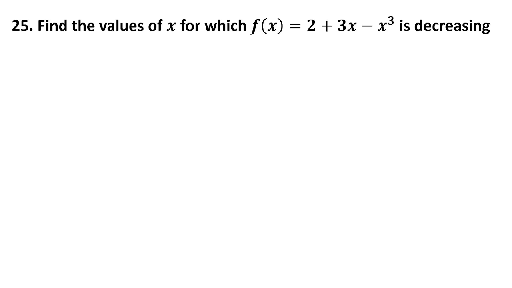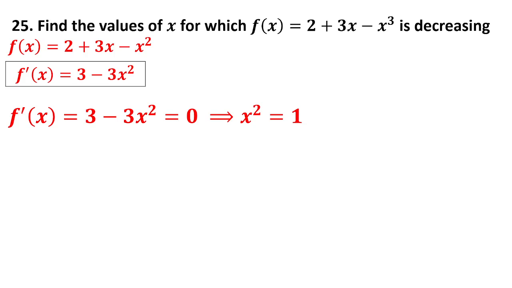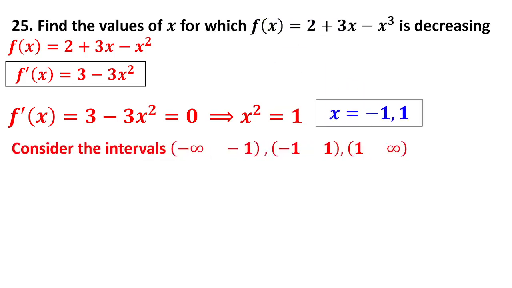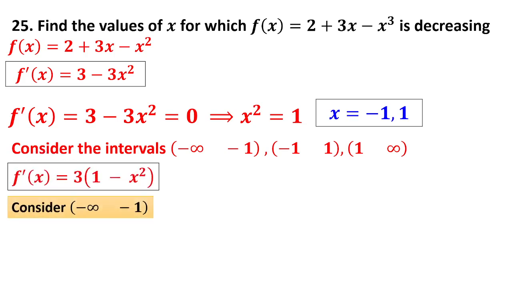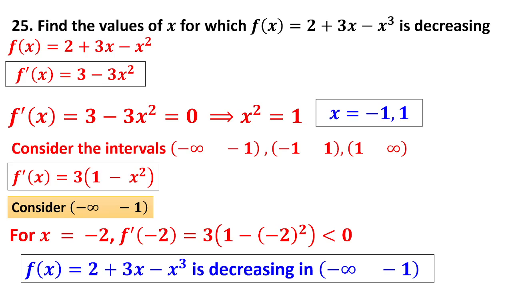Find the value of x for which this function is decreasing. For f of x is known to you, and I am finding f dash of x equated to 0. I am getting minus 1 and 1. Therefore you have to find the intervals minus infinity to minus 1, minus 1 to 1 and 1 to infinity. Take the first interval. From minus infinity to minus 1, I can take the value as minus 2, and at minus 2 the f dash of minus 2, I am checking its sign, it is less than 0, therefore this function is decreasing from minus infinity to minus 1.